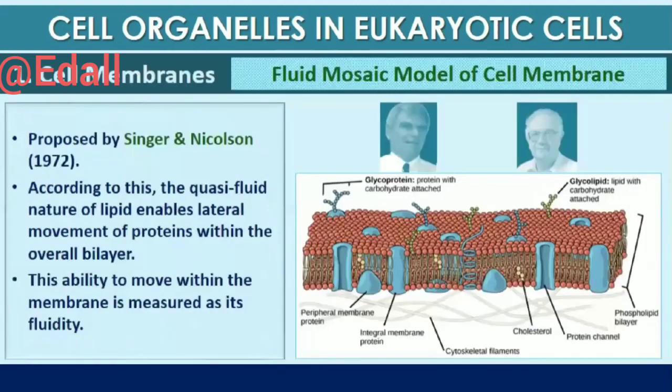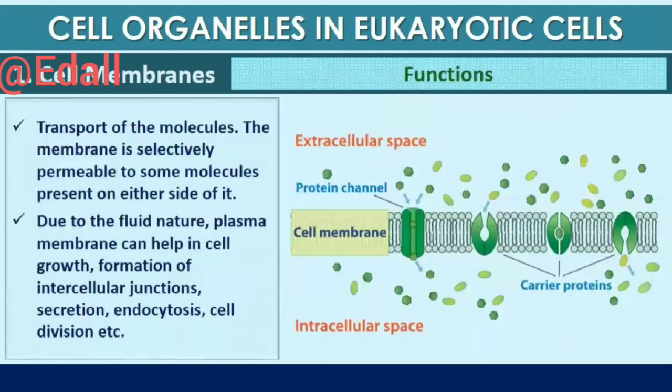An improved model of the structure of cell membrane was proposed by Singer and Nicholson, 1972, widely accepted as the fluid mosaic model. According to this, the quasi-fluid nature of lipid enables lateral movement of proteins within the overall bilayer. This ability to move within the membrane is measured as its fluidity. The fluid nature of the membrane is also important from the point of view of functions like cell growth, formation of intercellular junctions, secretion, endocytosis, cell division, etc.